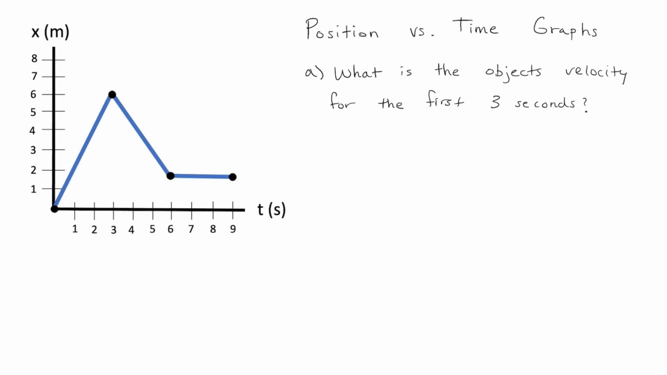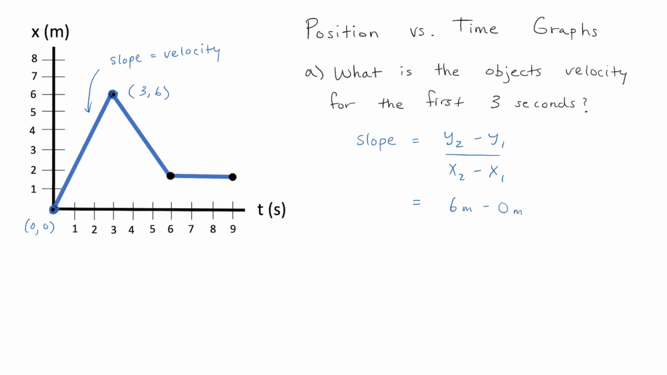The first question is, what is the object's velocity for the first 3 seconds? That means we're looking at this part of the graph. And in order to find the velocity, we just need to find the slope. I'm going to use the y2 minus y1 divided by x2 minus x1 equation. All I need to do is find 2 points on the line and then plug in my values. And when we do the math, we can see that the slope of the line is 2 meters per second. That means the object's velocity is 2 meters per second.